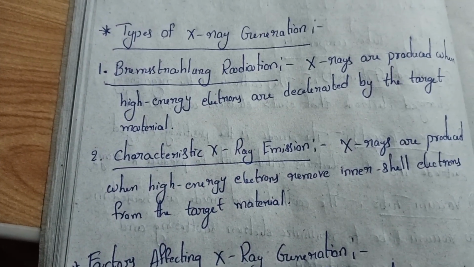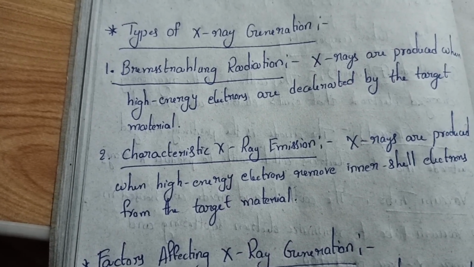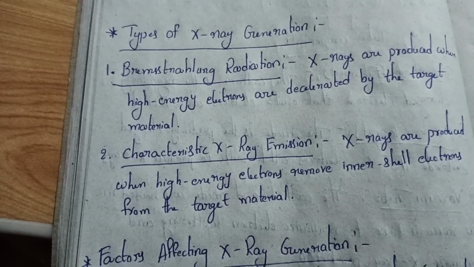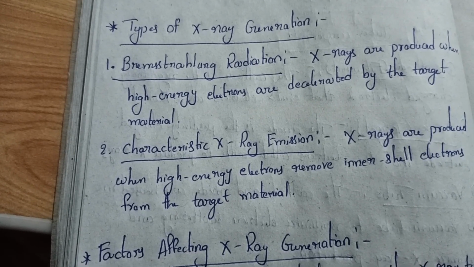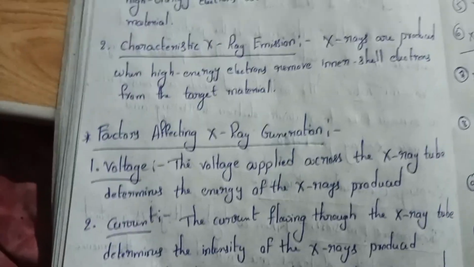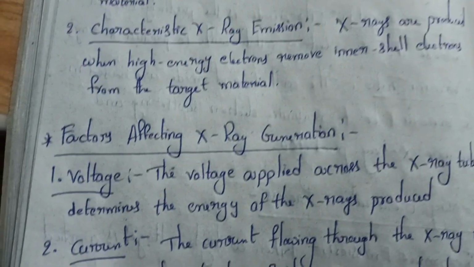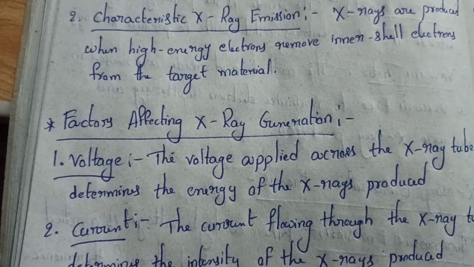Types of X-ray generation. Point number 1. Bremsstrahlung radiation. X-rays are produced when high energy electrons are decelerated by the target material. Characteristic X-ray emission. X-rays are produced when high energy electrons remove inner shell electrons from the target material.